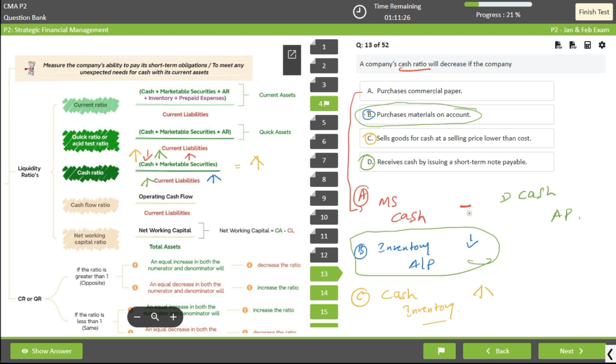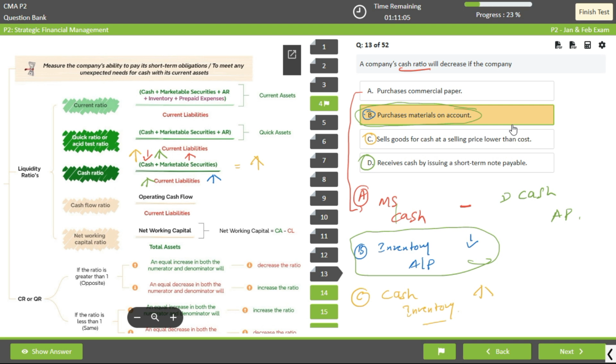So this is how you have to do your MCQs, by looking at all the options. The best way is to look at the journal entries, and you have to know the formulas, the numerator and the denominator. That's how you can find out which is the correct option and which is the incorrect option.